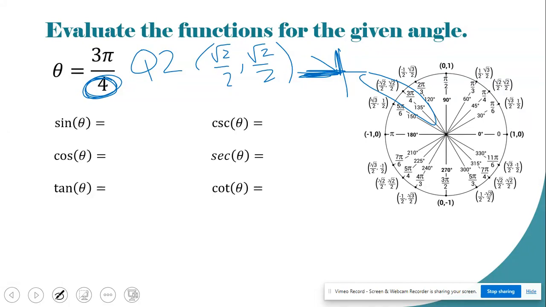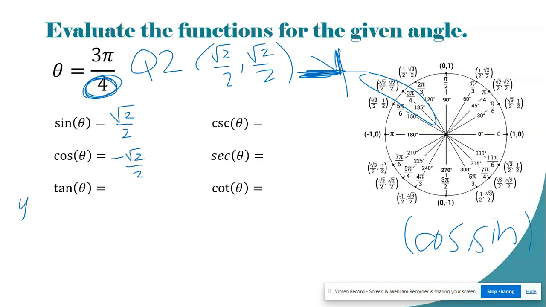So this is kind of exciting. Remember, it's cosine, comma, sine. So sine coordinate is positive root 2 over 2. Cosine is negative root 2 over 2. And tangent is going to be y over x, or sine over cosine.